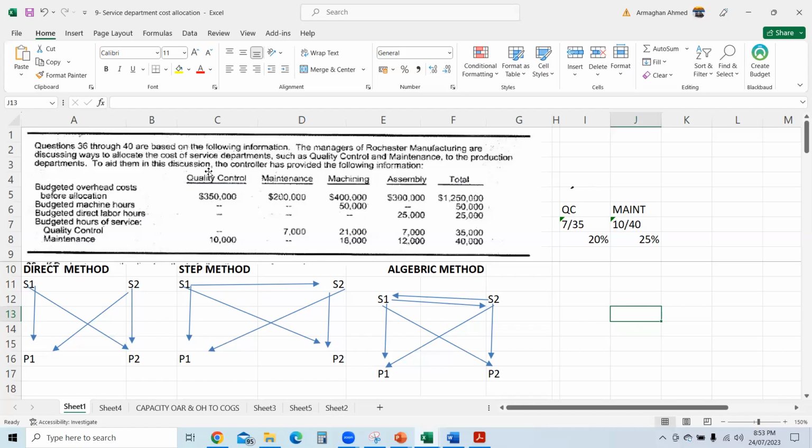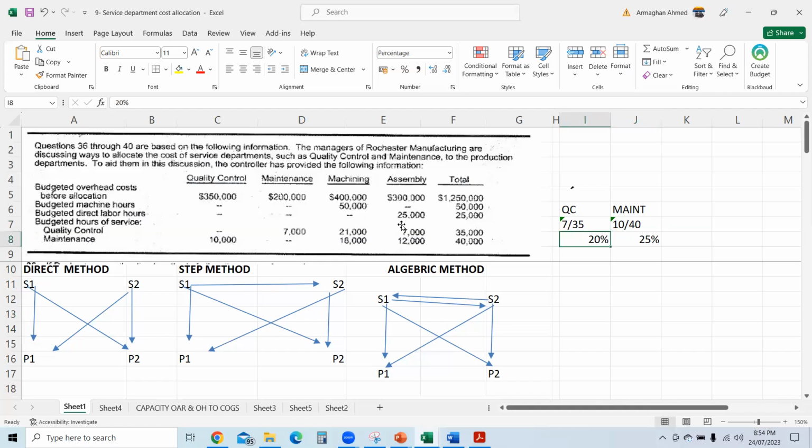If you see quality control, QC, how much service is it providing to maintenance? 7,000. Agree? Yes. QC is providing 7,000 out of a total of 35,000, right? 7 over 35. So quality control is providing 7 over 35 of its service. That is how much percent? 20%. Right? 7 over 35 is 20%.